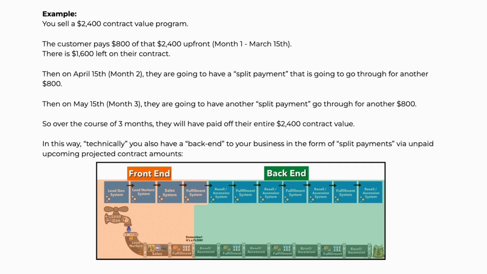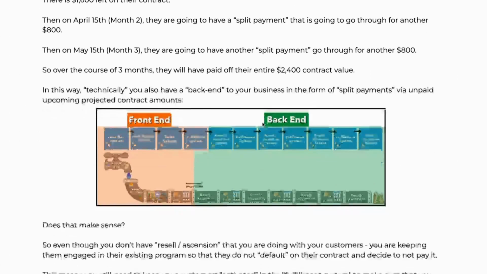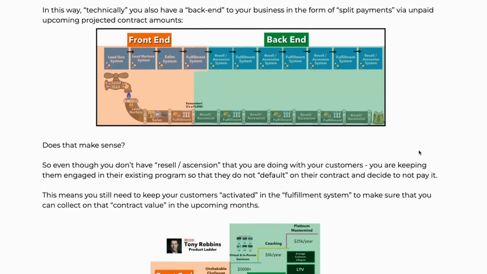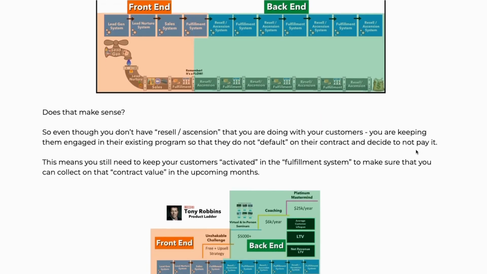And so even though we don't have, quote unquote, a resale and ascension process that we are doing through the customers, what we are doing is making sure to keep the customer engaged in their existing program so that they do not default. This is the term that we use. They do not default on their contract and say, you know what, I paid $800 for 1 month. This person that my coach left me with, I don't know what's going on. I don't like this program. I'm going to default. I'm just going to ghost, and that's it.